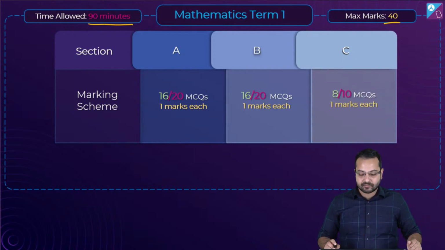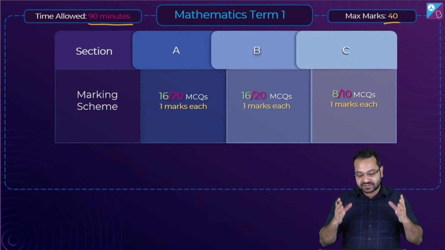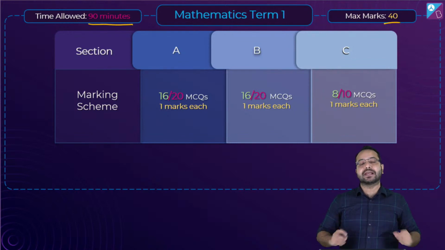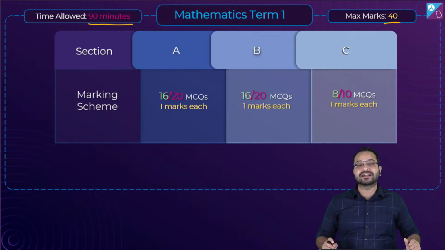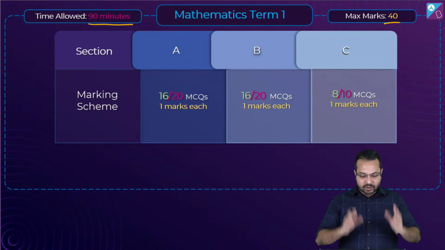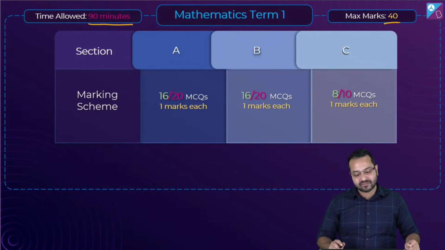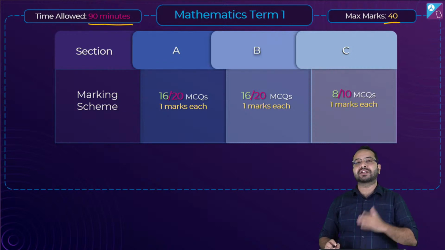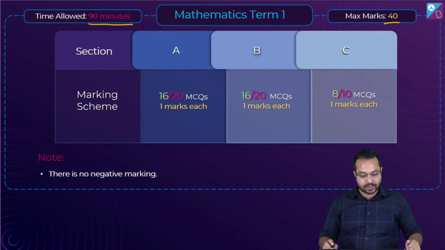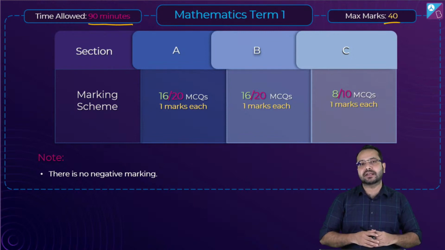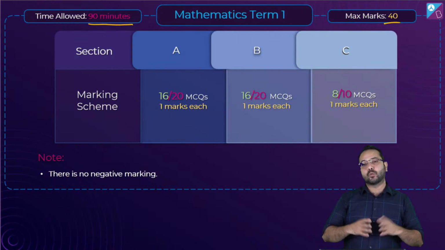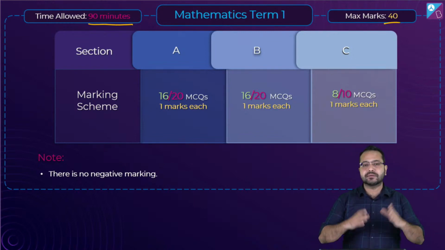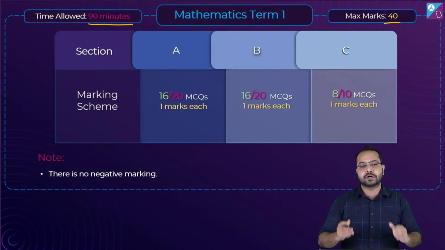And Section C is going to consist of 10 MCQs in which you have to attempt 8 questions. All questions carry equal marks and each question carries 1 mark, which makes it 1 into 40 is equal to 40 marks. And there is no negative marking in this paper, so that's something which you need not fear. So this is the pattern for Term 1.